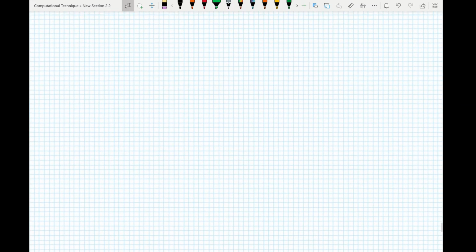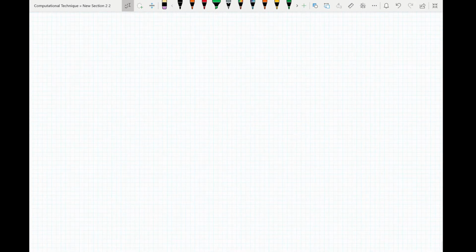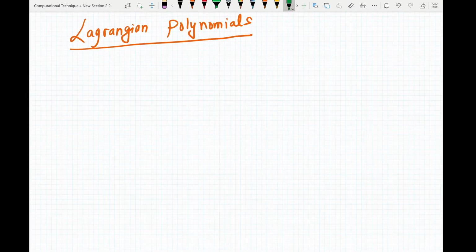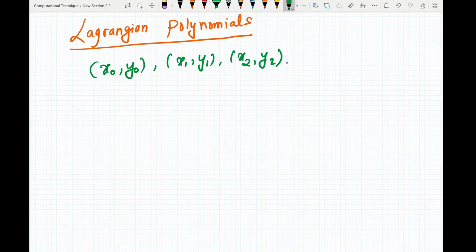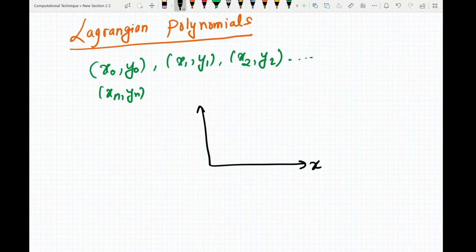Now there's another way of solving for the shape functions, by using the Lagrangian polynomials. So we'll discuss briefly the Lagrangian polynomials now. It states that if you have certain points, let's say x0 comma y0, x1 comma y1, x2 comma y2, and so on to xn comma yn, so these are the data points. When you plot this, you have your x, you have your y, and you'll have these different sets of points like this.